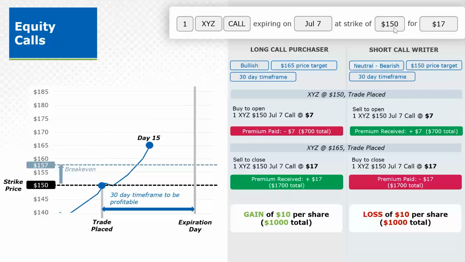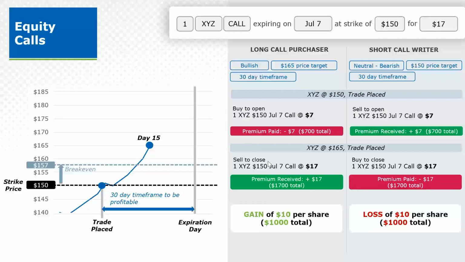So this has a strike price of 150. Current price is 165. So the difference between there is $15, and that means that the option is in the money by $15, which also represents the intrinsic value. But it's currently worth $17, and that represents the extrinsic value, because at the end of the day, all options with time to expiration will have some extrinsic value.